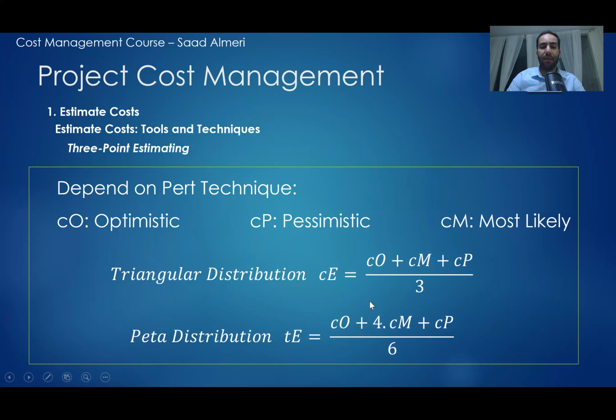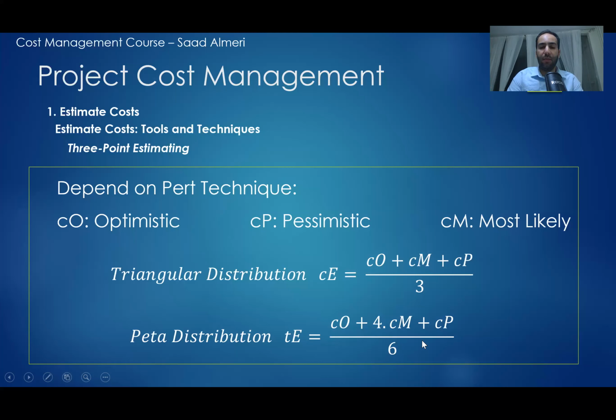And there is something called beta distribution. And then we give more weight to the most likely. So we assume that because it is the most likely value, it should have more weight or more focus on it. Then we multiply it by 4, and instead of 3, we divide by 6.